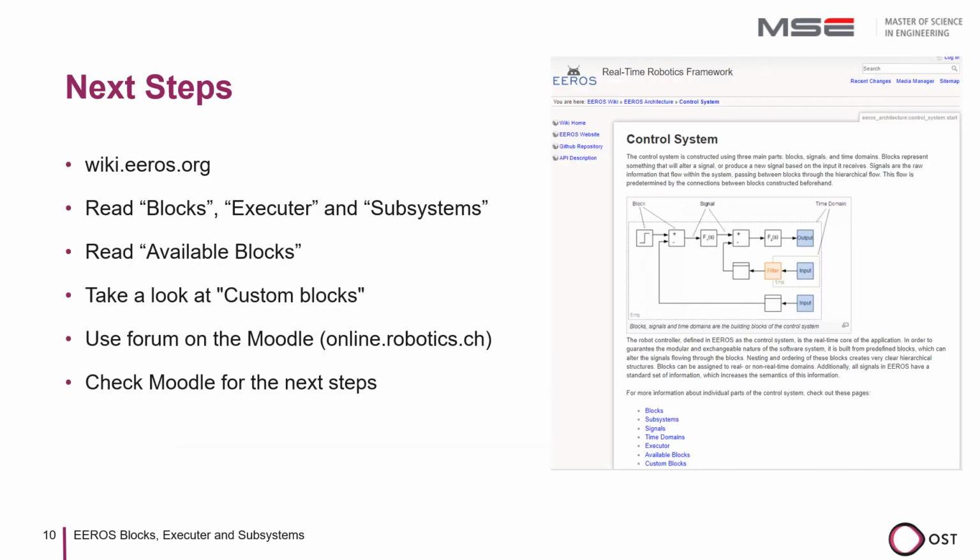As a next step, go to the wiki.eeros.org website. Read the sections Blocks, Executor and Subsystems on the Control System page. A lot of useful blocks already exist, so you should also read Available Blocks. Take a quick look at custom blocks. You won't need this anytime soon because you will mainly work with existing blocks. If you have any questions, please ask them in the forum on the Moodle. Learn about the next steps in Moodle and watch the video on implementing the control system. Thank you very much for your interest.